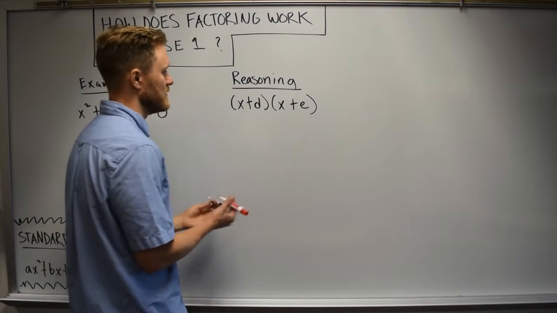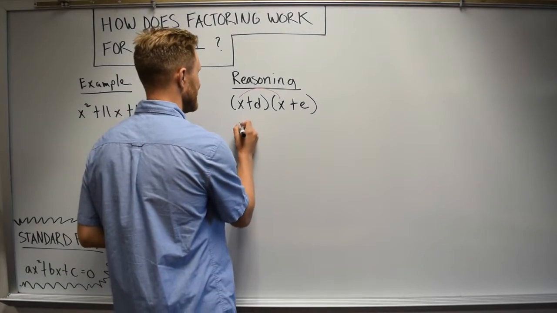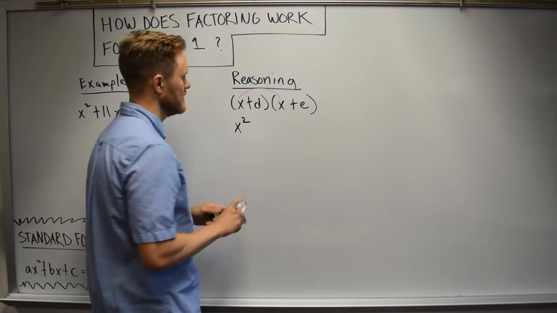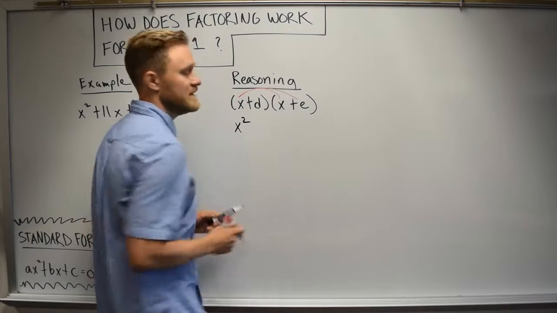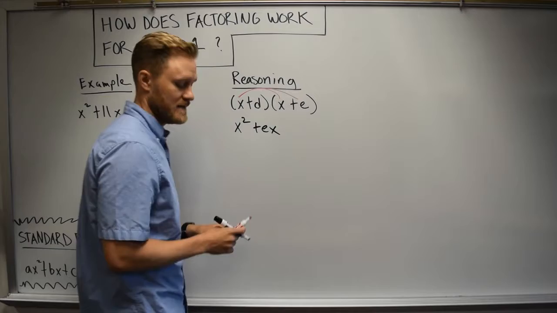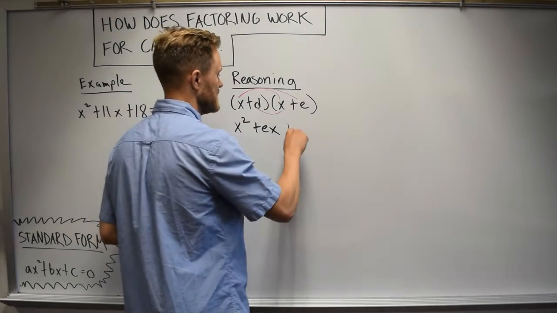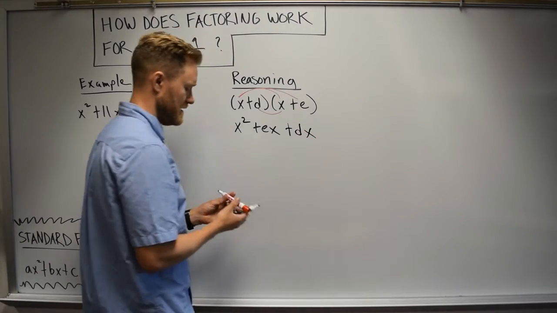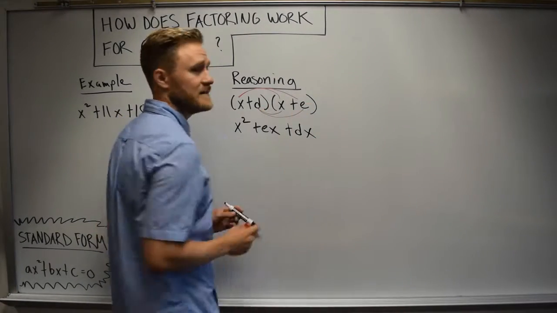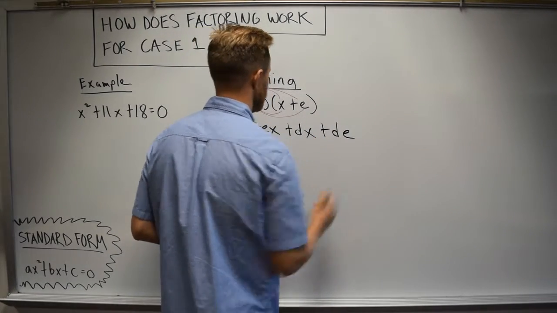So I'm going to start by multiplying x times x, which gives me x squared, x times e, which gives me ex, d times x, which gives me dx, and d times e, which gives me de.